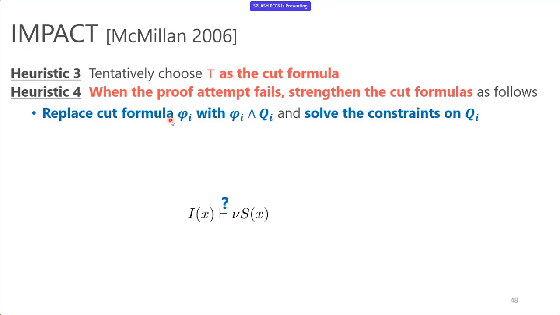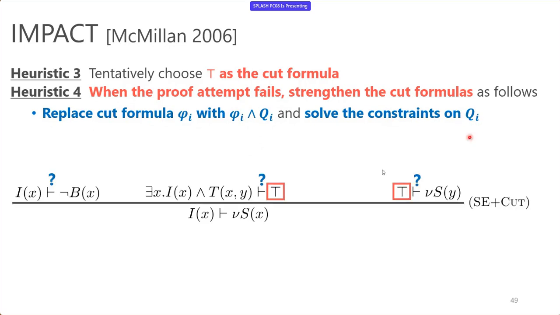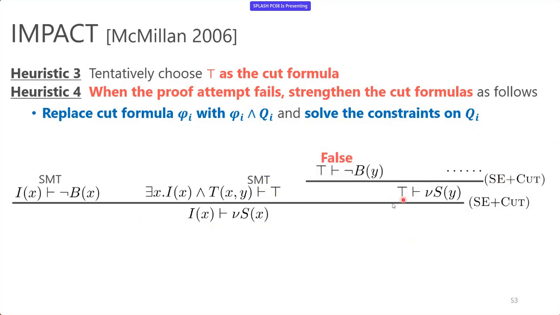Replace cut formulas in the partial proof 3 with this one by introducing new predicate variables qi and solve the constraints on qi. For example, from this one, we apply the SC plus cut rule, and we adopt here true as the cut formula. But this one immediately fails because by expanding this one, we need to prove this one: top implies not B, which doesn't hold usually.